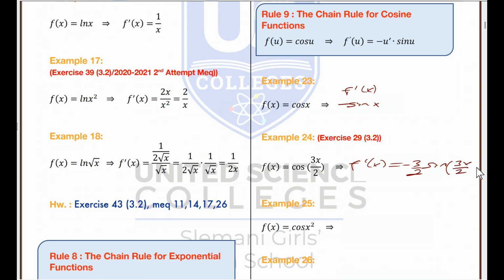You may change the trigonometric function from cosine to sine, but you don't change the angle. The angle stays the same. You just take the derivative of the angle.